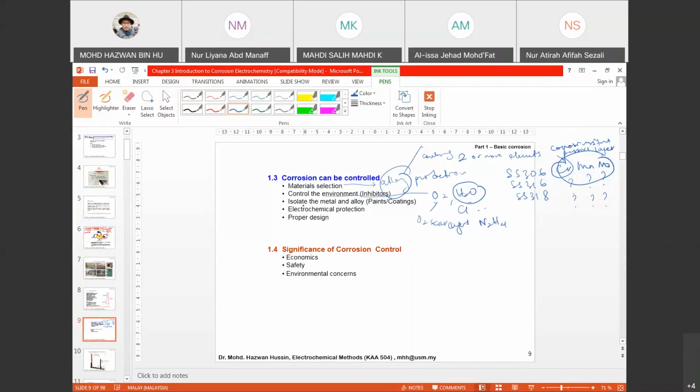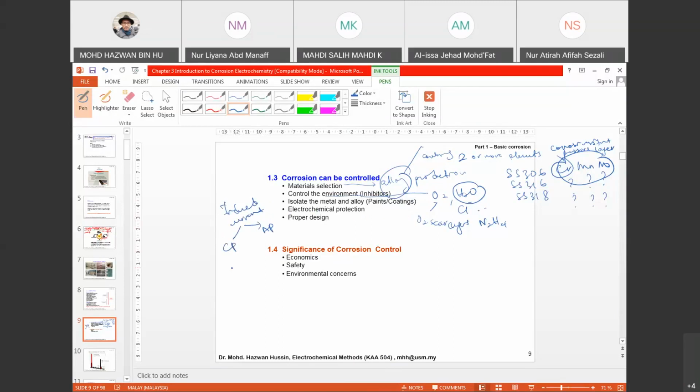Another thing is isolating the metals and alloys by creating a barrier. This is done by means of protective coatings using paints. And you have the fourth technique, electrochemical protection or induced current techniques. For induced current techniques, you can have either cathodic protection or anodic protection.